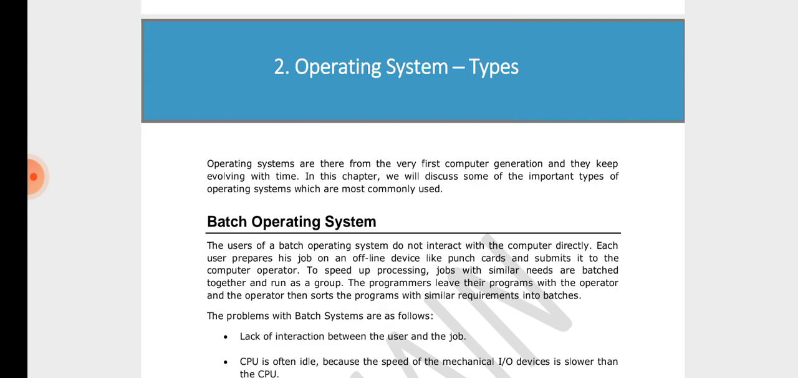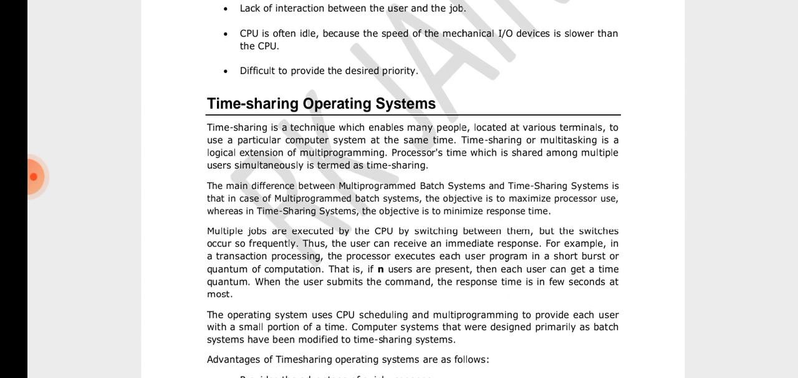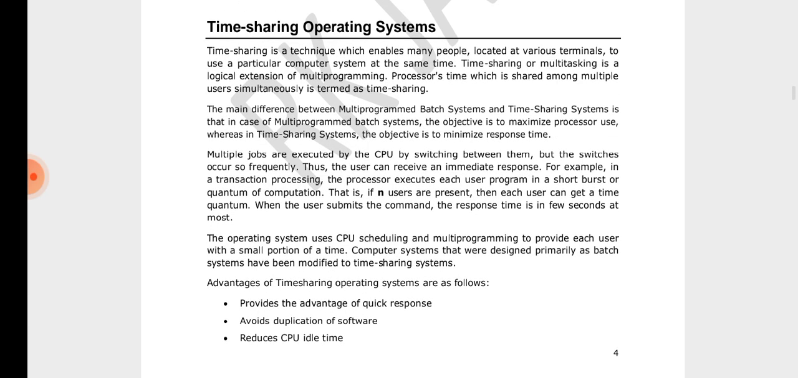There are many types of operating system. Batch operating system means the processes are executed in the form of batches. Next, time-sharing operating system, in which the operating system uses CPU scheduling and multiprogramming to provide each process a small portion of time. That means the time is divided among the processes and each process executes on the basis of that time.